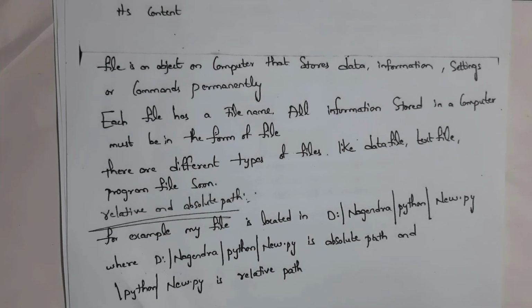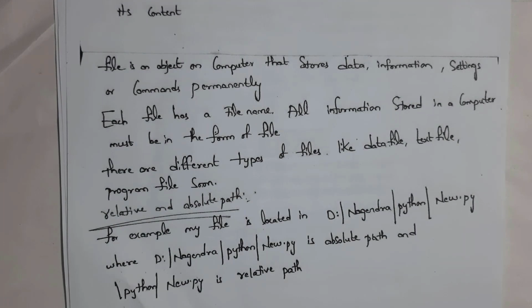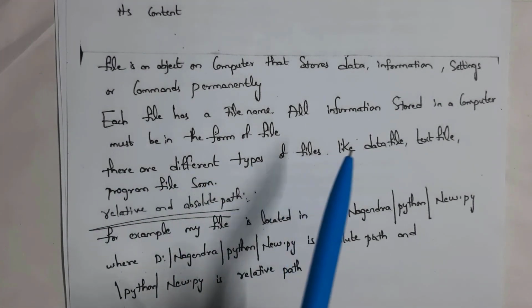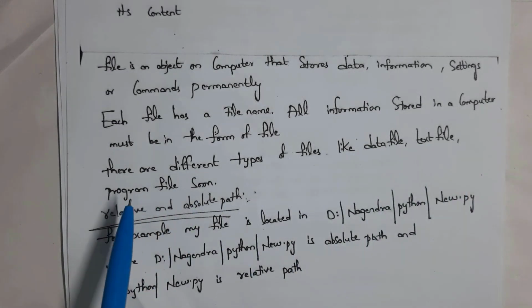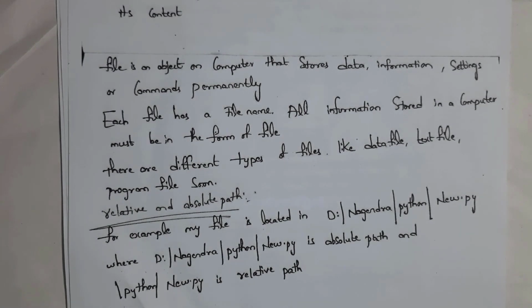And every file contains a file name. All information stored in a computer must be in the form of a file. We store each and every piece of information in the computer in the form of a file. There are different types of files like data file, text file, program file, and so on. For example, file.txt is a text file, and program.py is a Python file, and so on. Next I will explain what is relative path and absolute path.